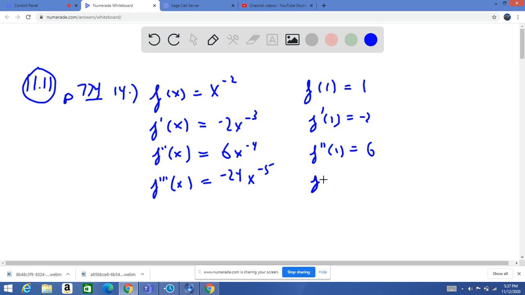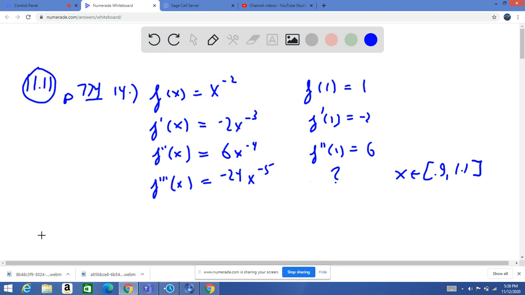And f triple prime, we're not going to evaluate, because what we want to do is find the max. We're going to use the max of that derivative on the closed interval from 0.9 to 1.1. In other words, we're expanding with the center of convergence of 1.